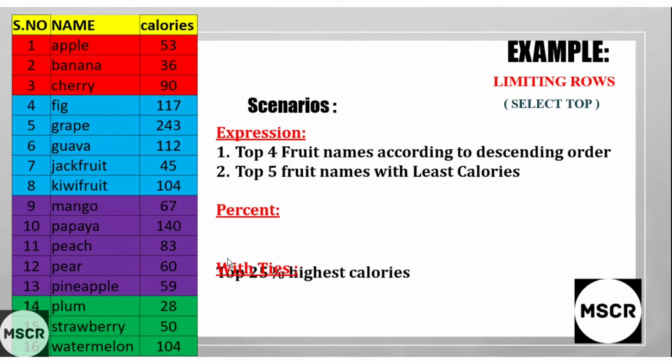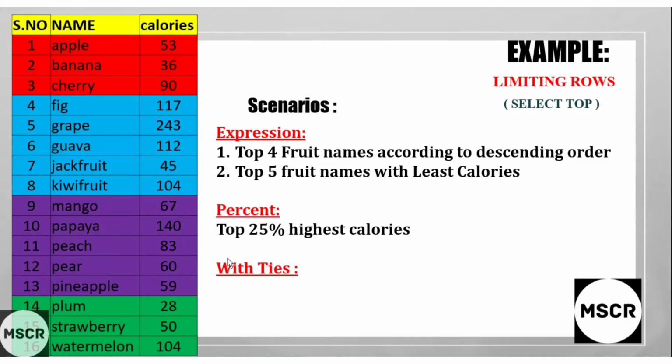Now in percent, the third question is top 25% highest calories. That means I want the list of fruits which are having highest calories, that too top 25%. Now what does this question mean? How do you interpret it? Top 25% means 25% of what? 16, right? We have 16 fruits. 25% of 16 is 4. So we want top 4 highest calories of fruit names. This is how you interpret it.